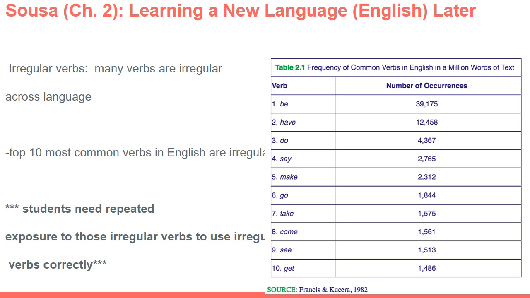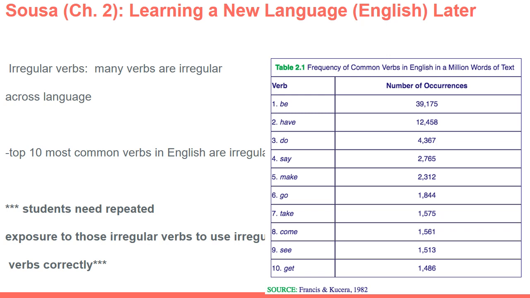And so it's very important that students get repeated exposure, especially on concepts such as irregular verbs, because irregular verbs are not just rare things that never happen, but they happen repeatedly. They show up very often. They're very common, actually, in languages.